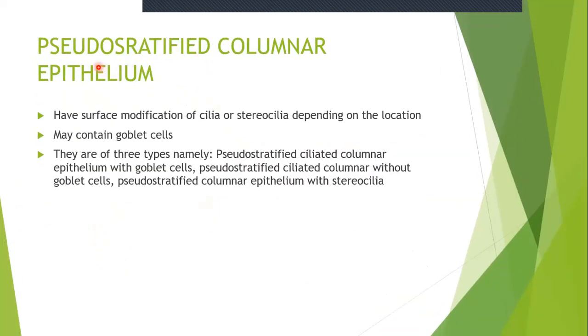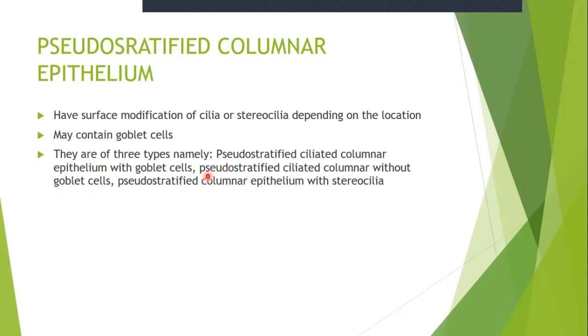Then let's look at pseudostratified columnar epithelium. Their surface modification is the presence of cilia or stereocilia, depending on their location. They may contain goblet cells. They are of three types. If it has cilia and also has goblet cells, it will be known as pseudostratified ciliated columnar epithelium with goblet cells. So you must state all that: pseudostratified ciliated columnar epithelium with goblet cells.